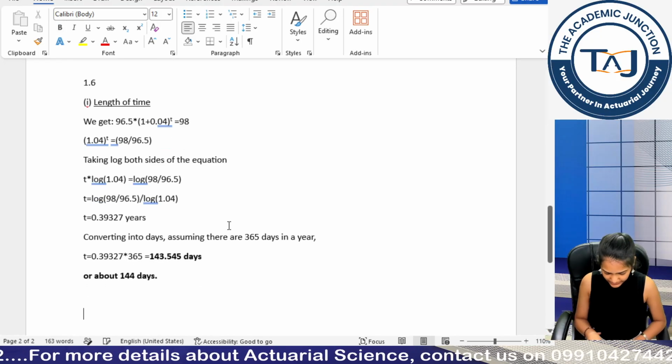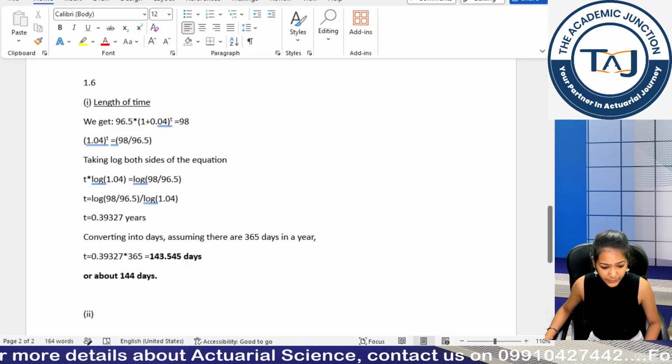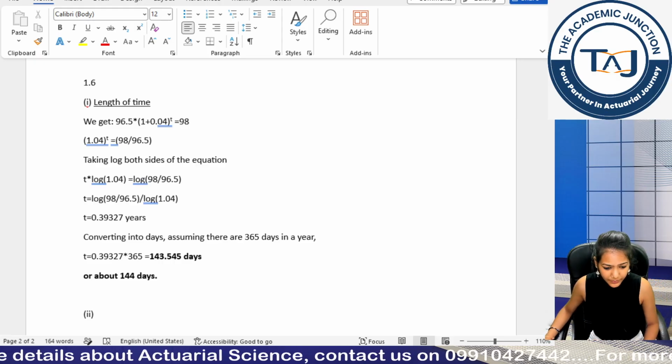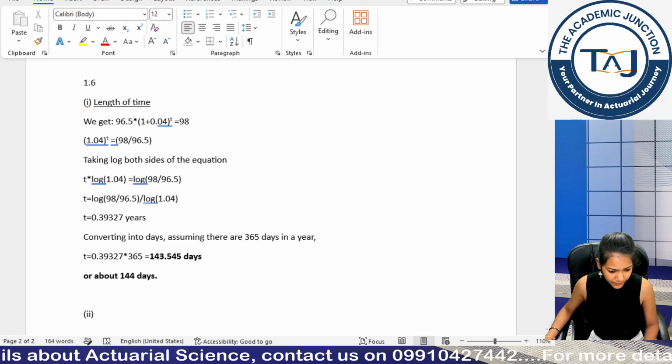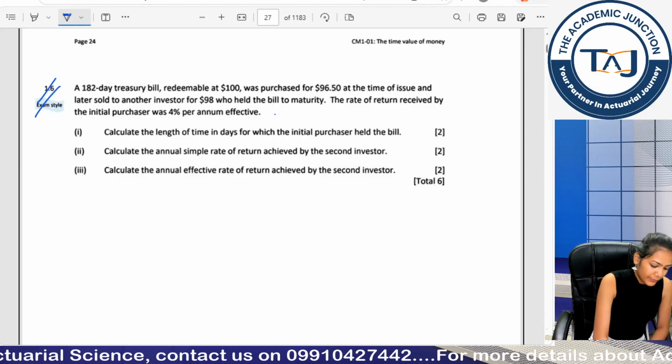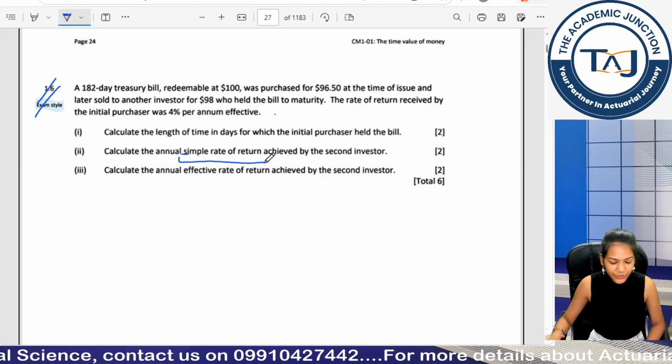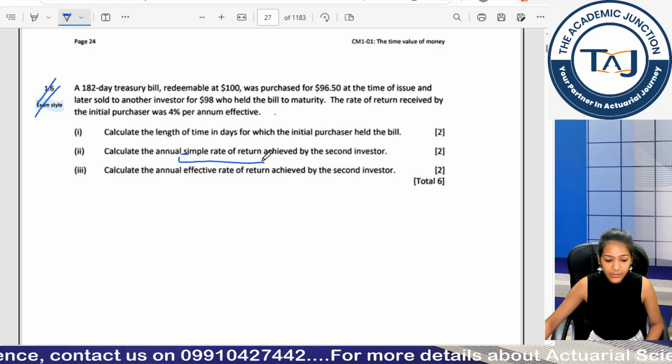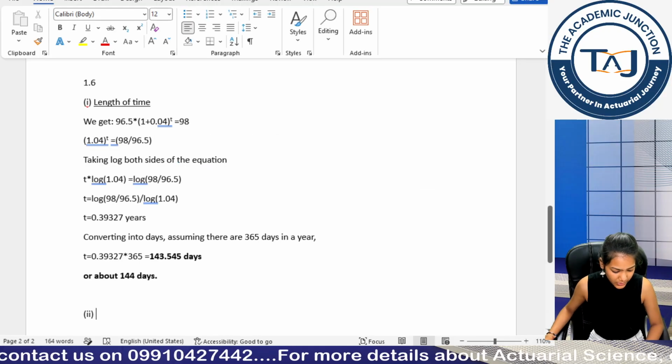Now let's move to our second part. Calculate the annual simple rate of return. We have been asked the simple rate of return achieved by the second investor. So let's do this question as well.